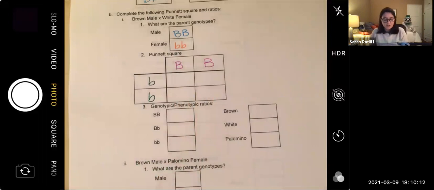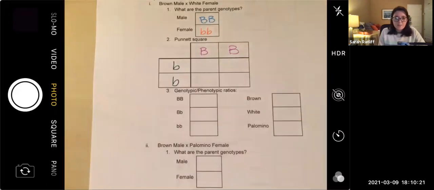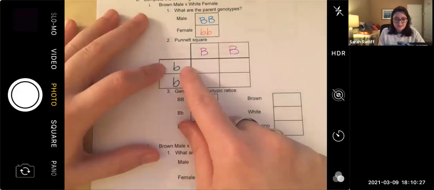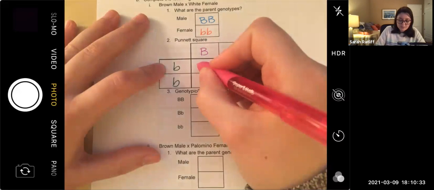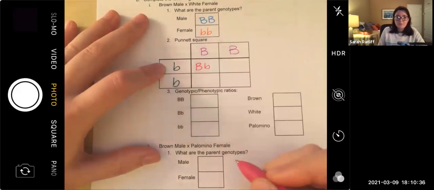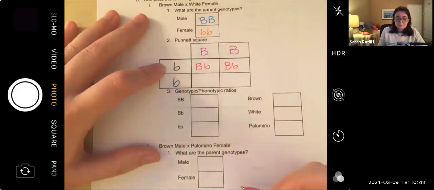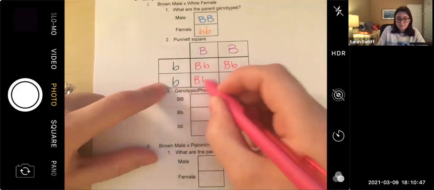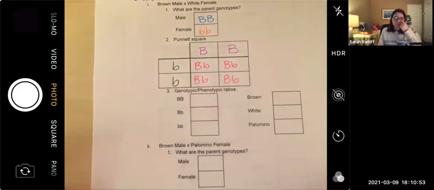All right, so the Palomino is pink. I decided to make that pink. So let's see, we're going to get a big B from dad, a little b from mom. That will give us a mix, a Palomino. Same thing here. We're going to get a big B from dad, a little b from mom. Moving down, a big B from dad, a little b from mom, and a big B from dad, a little b from mom there as well. All right.